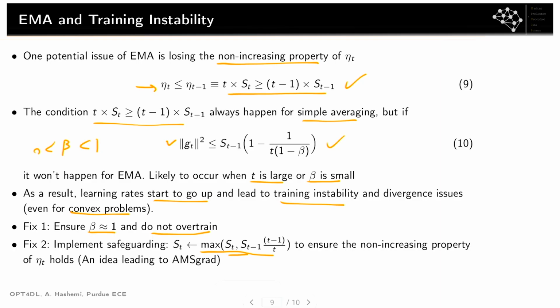Okay, and this idea leads to a very famous algorithm which is called AMSGrad, where you can basically just modify any of these methods using exponential moving average, such as RMSProp and Adam, to make sure you have this nice property and therefore you don't suffer from divergence issues.